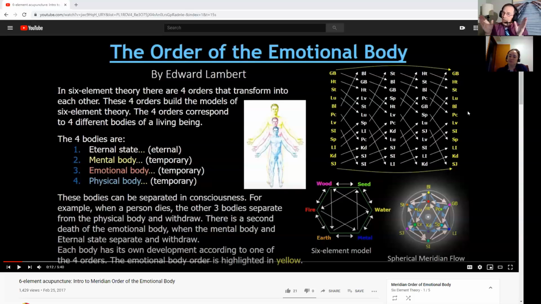And all of these bodies are connected through the spherical matrix that exists at the center of our heart. All of the bodies are connected through there. So if you want to go to the emotional world, the astral world, a lot of people call it the astral world, you can go through the heart. And by concentrating on the heart, it'll take you there.